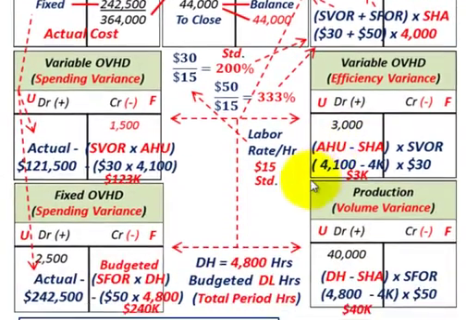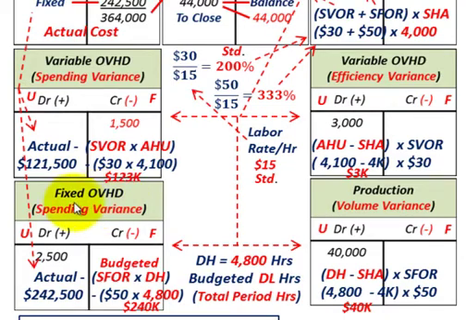Okay, so the next thing we have to do is go down and look at our fixed overhead, and we're going to be looking at what they refer to as the spending variance. So we have a spending variance as well with our fixed overhead. Again, you're going to do the same thing. You take your actual amount for your fixed overhead, in this case $242,500. And then you subtract from that the standard fixed overhead rate times what they call the denominator hours, which are the total budgeted direct labor hours. For our example, we budgeted in total direct labor hours 4,800 hours.